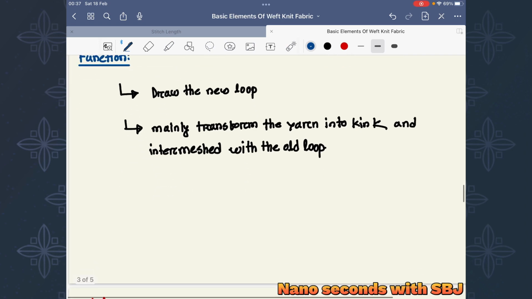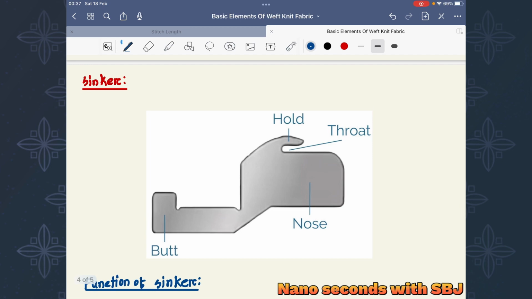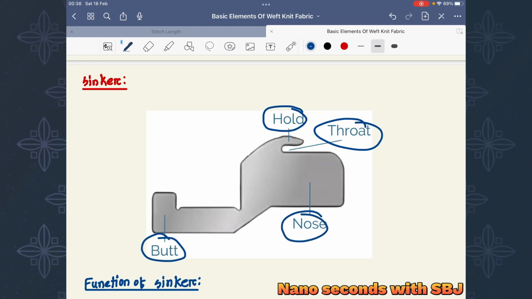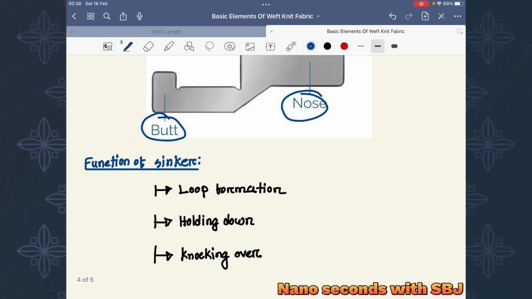Now we will discuss the sinker. Here you can see a picture of the sinker. You can see the different parts of the sinker: the hole, the throat, the nose, the butt. These are the parts of the sinker. There are three functions of the sinker for weft knitting: it helps the needle in loop formation, and it helps in holding down and the knocking over system. So these are the basic functions of the sinker.